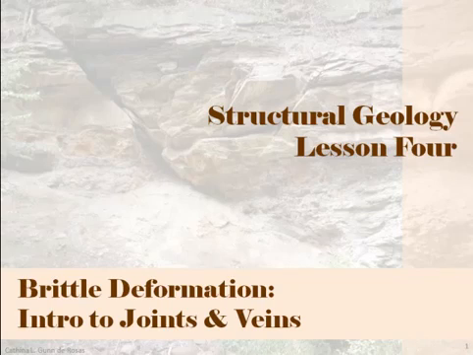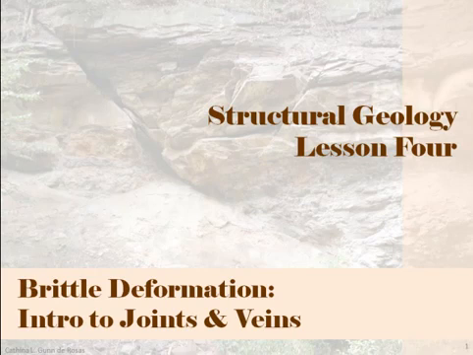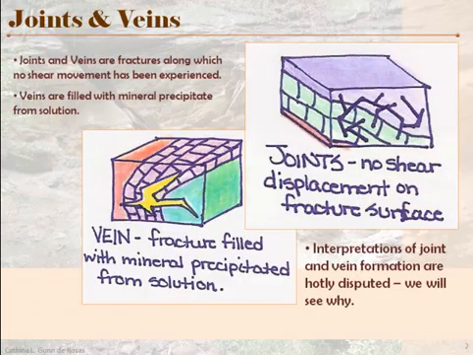Here in this fourth lesson on structural geology, we're going to talk about joints and veins. It'll be kind of an introduction to morphology and terminology. And this is a brittle deformation type. And of course you remember joints are natural fractures along which no shear displacement has taken place. So the rock breaks but does not move relative to each other along the fracture plane that develops.